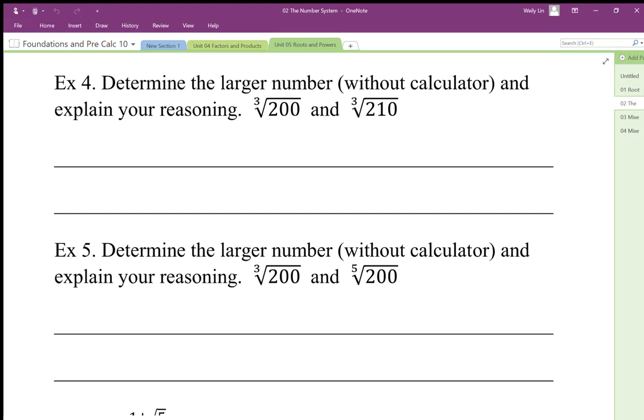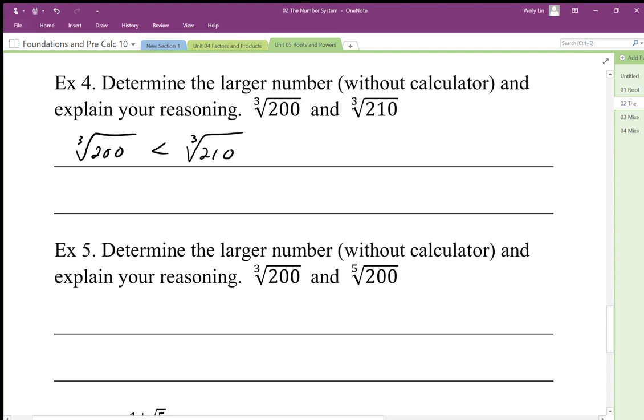How do we determine the larger number without a calculator when we're given these two cube roots? I have the cube root of 200 and the cube root of 210. Now, most of you probably could figure out that the cube root of 210 is greater than the cube root of 200. And really, the fact that 210 is a bigger number than 200 is pretty much a good reason.